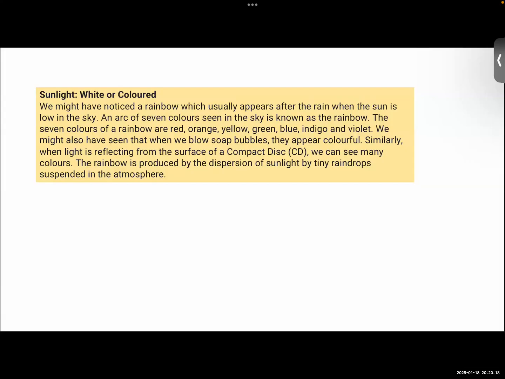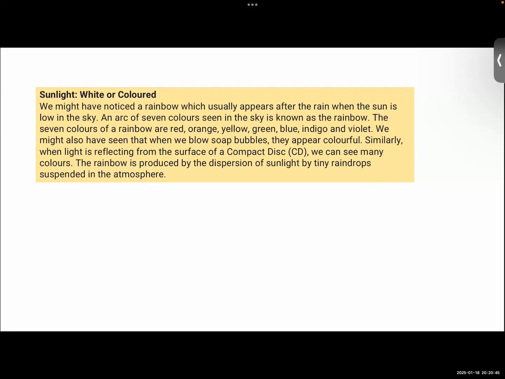Okay. See, as a child, you must have noticed a rainbow, right? Usually, it appears when there is rainfall and when the sun is lower in the horizon, in the lower sky. Getting it? It is not like during the afternoon. A rainbow is very unlikely to occur during the afternoon when the sun is directly overhead.